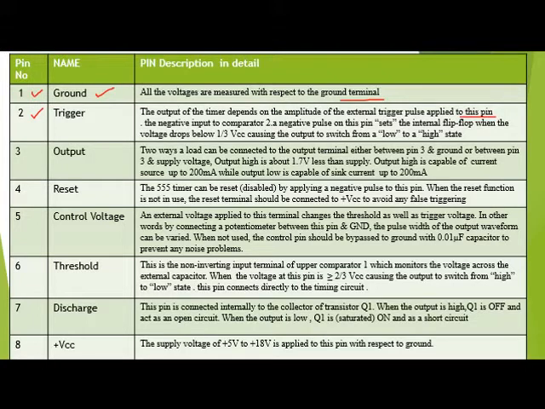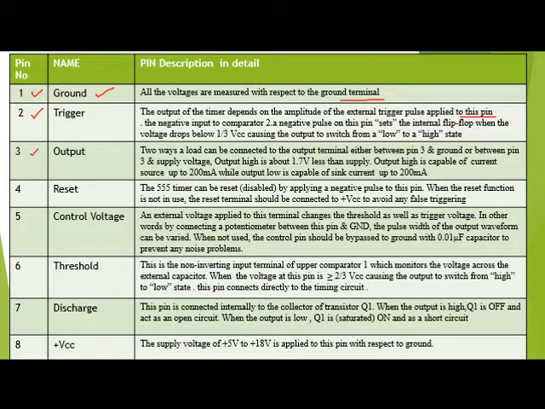This pin is the negative-going input to comparator 2, and a negative pulse sets the internal flip-flop when the voltage drops below 1/3 of VCC. The 1/3 of VCC causes the output to switch from low to high. This is the particular pin number 2.